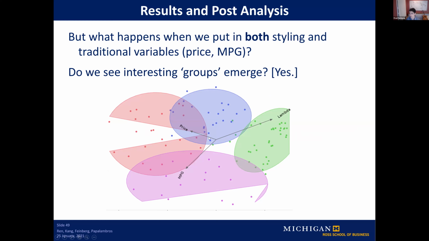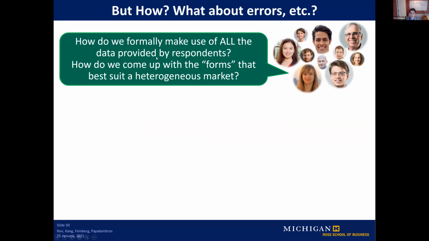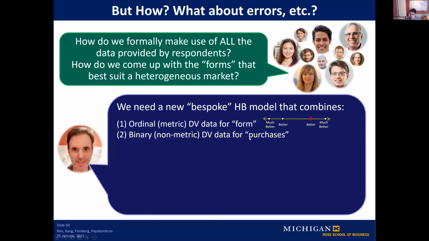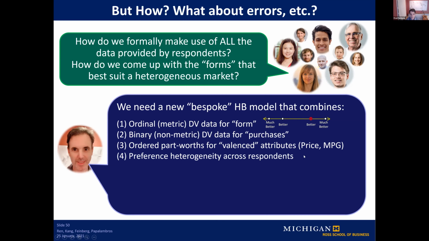Can we put all of this into one big model, and do we see interesting groups emerge? And how do we do that? How do we formally use all the data? How do we come up with forms for a heterogeneous market? We need a new HB model to do this, unfortunately, one that combines a lot of crazy stuff. We need the metric answer for the form questions. We need the binary answer for the purchase questions. We need ordered part worths for the valenced attributes, like people like to pay lower prices more than higher prices. We need preference heterogeneity across respondents. That's important.